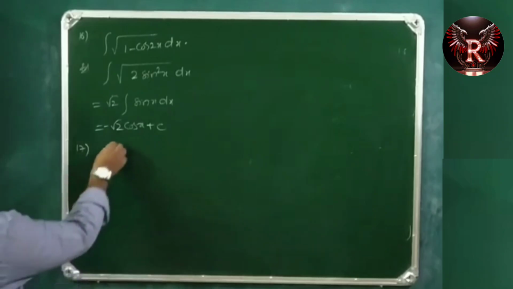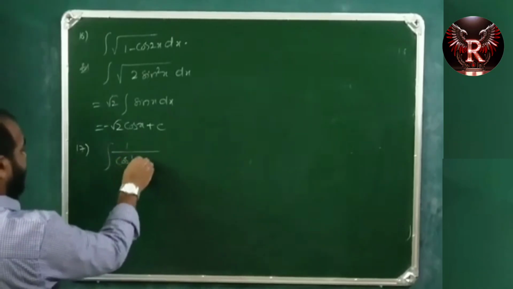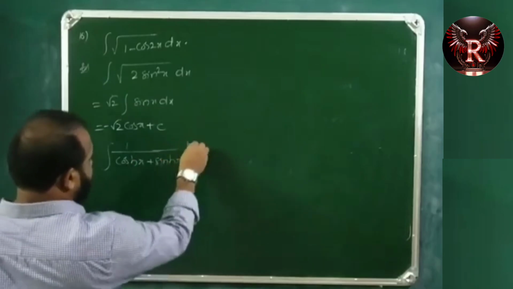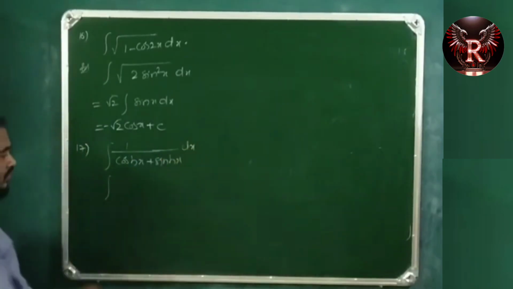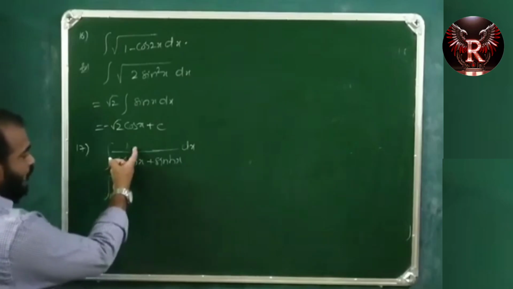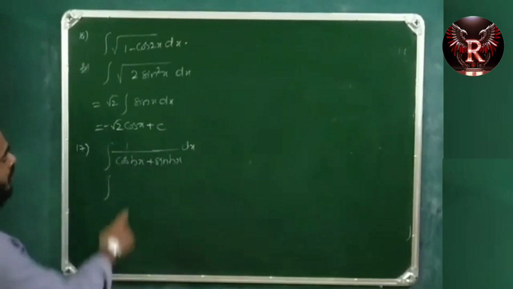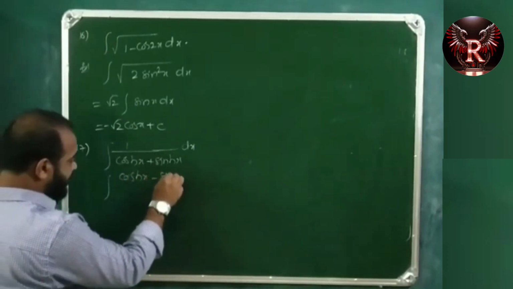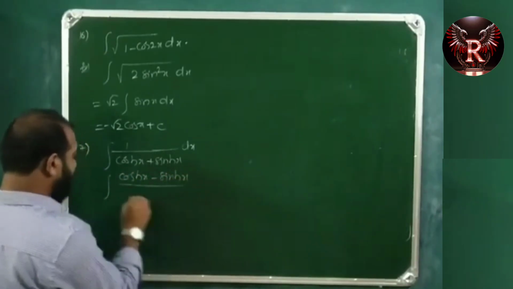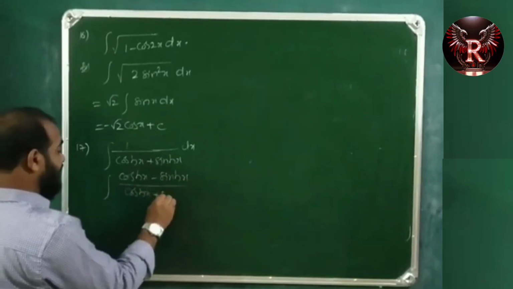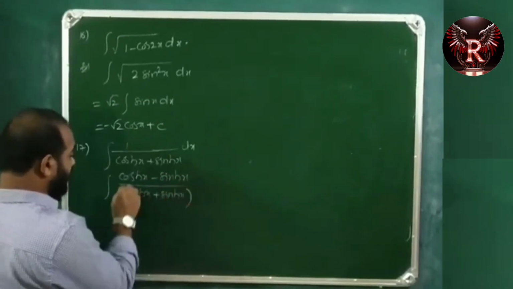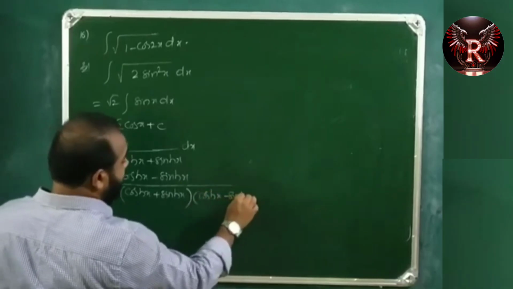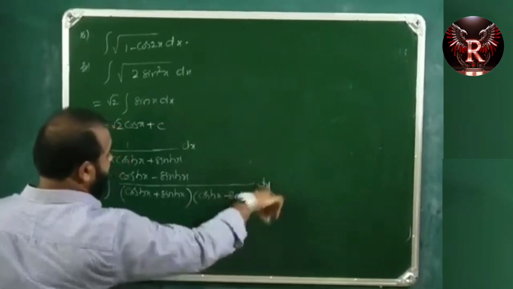The next question is integral 1 by cos hx plus sin hx dx. So let us multiply both numerator and denominator with cos hx minus sin hx. Cos hx minus sin hx by cos hx plus sin hx into cos hx minus sin hx dx.